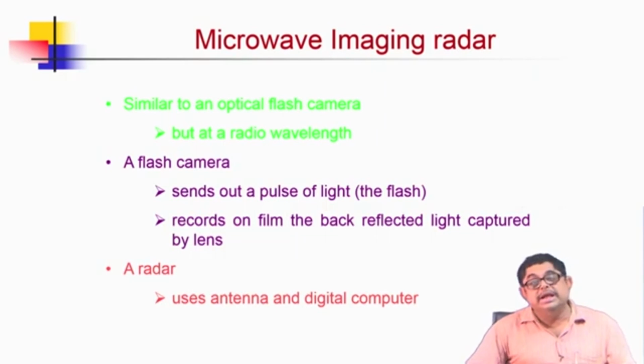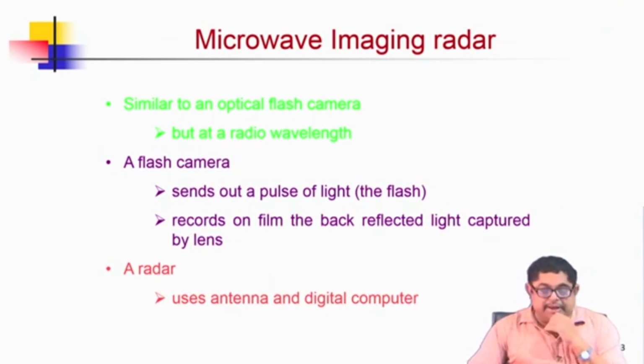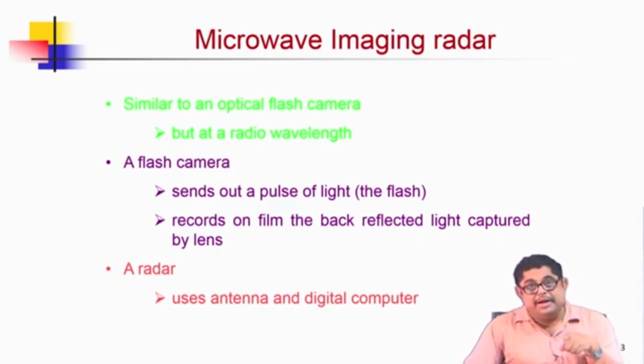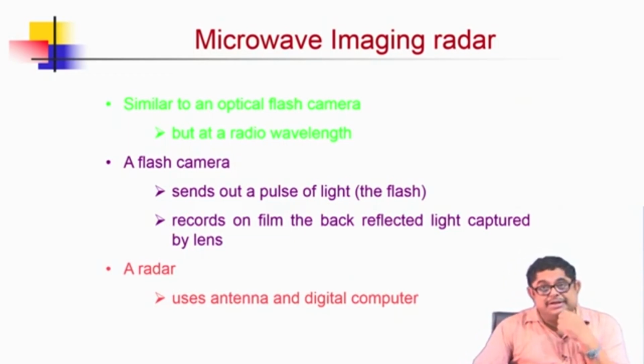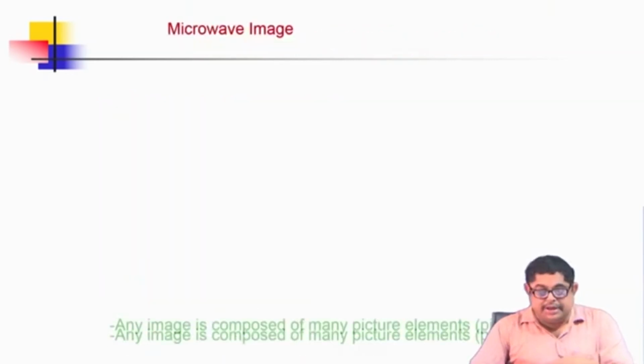So, a solution is imaging radar. It is similar to an optical flash camera, but at a radio wavelength. A flash camera, which you use every day, sends out a pulse of light and records on film the back reflected light captured by the lens. A radar is similar, but it requires an antenna. At microwave frequency you cannot send the signal like light, because light, due to its very high frequency compared to microwave, almost goes in a straight line and is easy to send. For sending a microwave signal you require an antenna, and the recording, in the case of radars, is done on a digital computer.